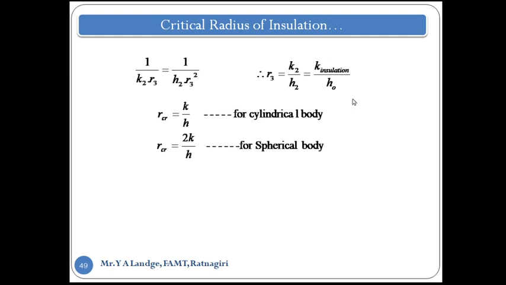This is the case for a cylindrical body. If it is a cylindrical body, I can calculate it on the basis of the conductivity of the insulation material and the outside heat transfer coefficient. But if it is a spherical body, then I calculate it as twice K, the conductivity of the insulation material, upon the outside heat transfer coefficient.